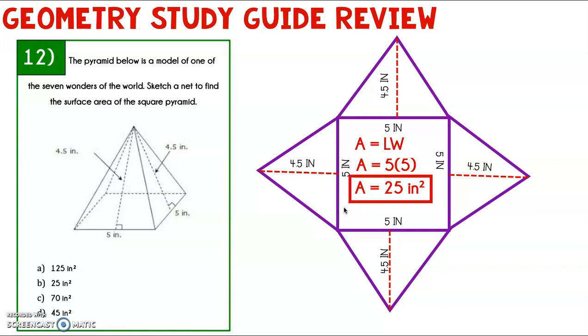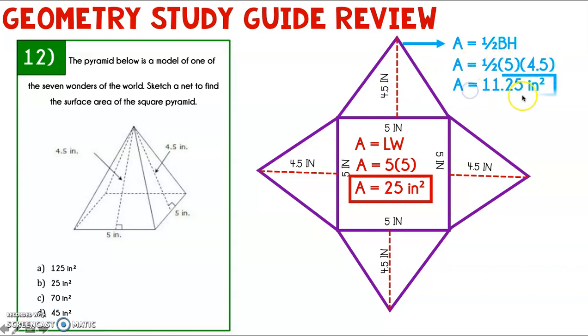And now we're going to take a look at our triangles. The area formula for our triangle is area equals 1/2 base times height. We know that the base is 5 and that the height is 4.5. So 1/2 times 5 times 4.5 gives us an area of 11.25 inches squared. Now, that's for one triangular side. So we're going to have the exact same area for all of our triangular sides because they all have the same base and they all have the same height. So this is 11.25, this one is 11.25, this one is 11.25.